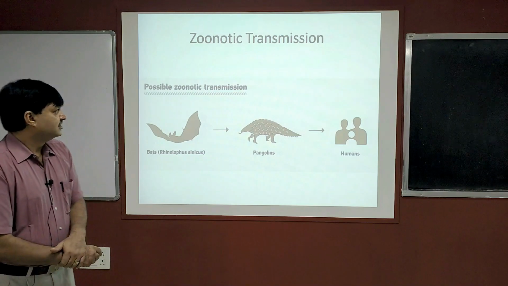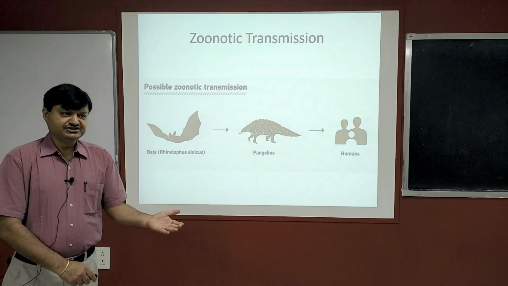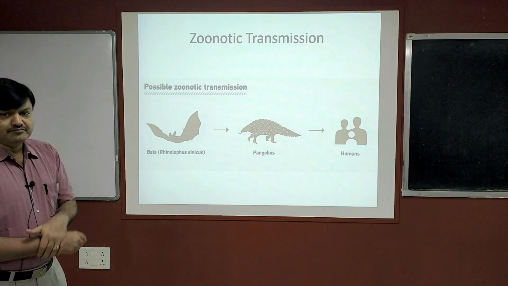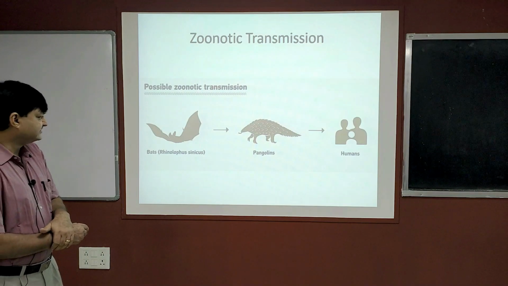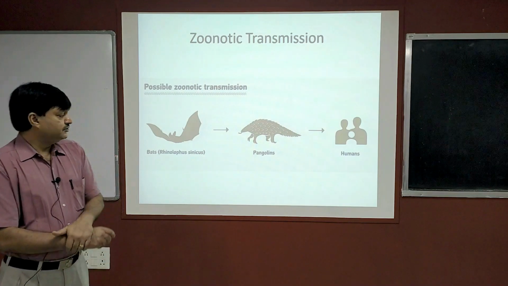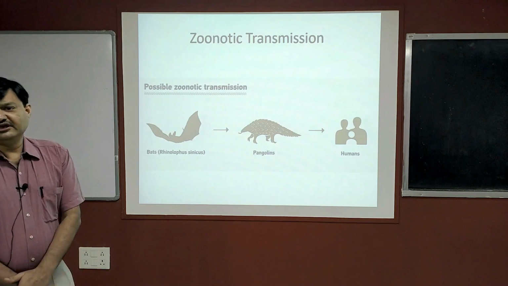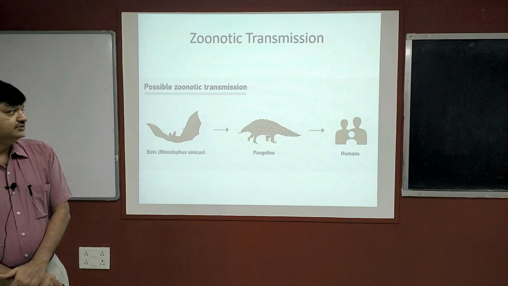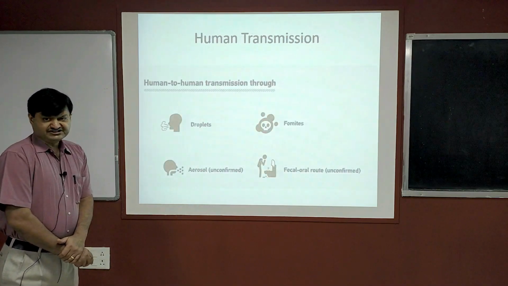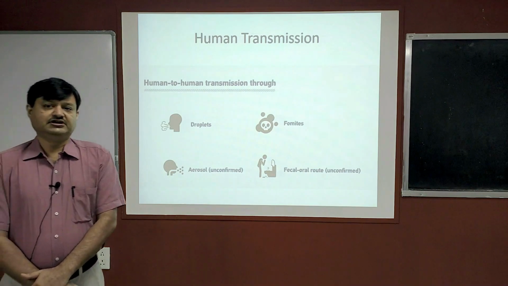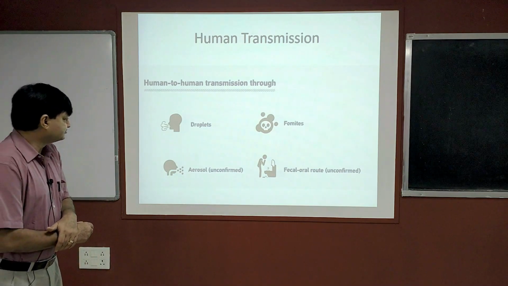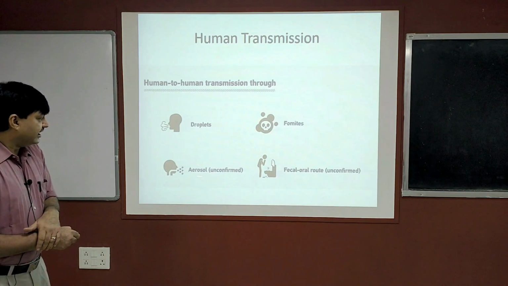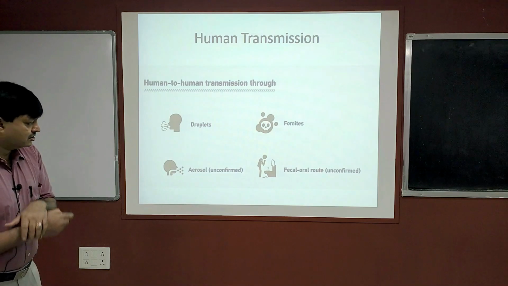This virus has transmission routes. The first is zoonotic transmission, where you can see the wild animals and birds. In case of corona, it is bats, and then it gets spilled to the domestic animals, and in this case it is the pangolin, and then it gets transmitted to humans. The next stage comes human to human transmission, and the routes of transmission are droplets, fomites, aerosol, and fecal-oral.